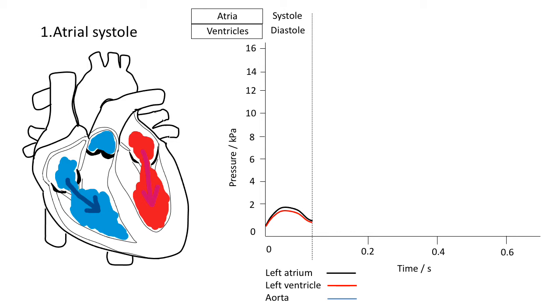And the next thing I'd like you to do is tell me what key event is happening at this point between the atria and the ventricles. Decide that now. Okay, so the key thing here is that the pressure is greater in the atria than the ventricles, so the atrioventricular valves open.